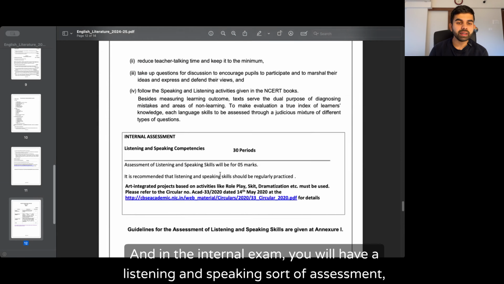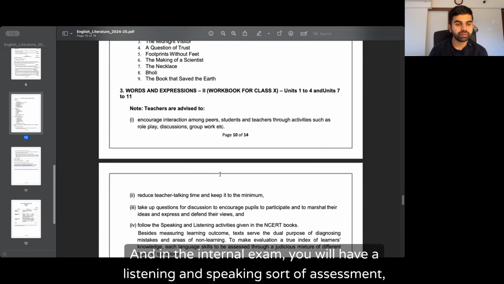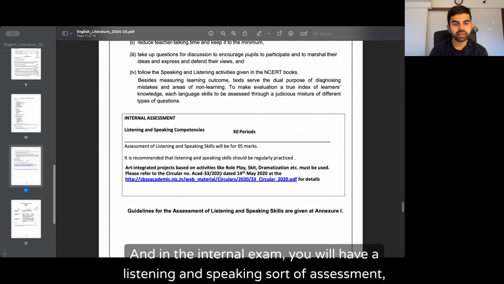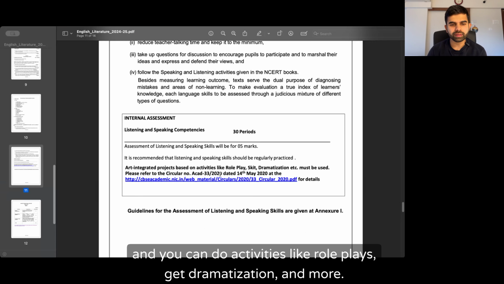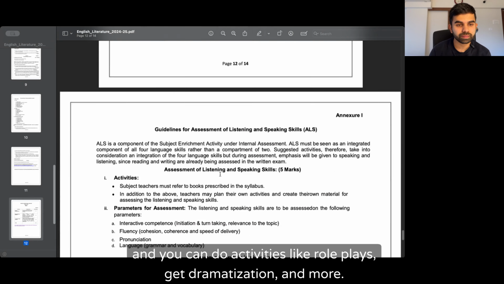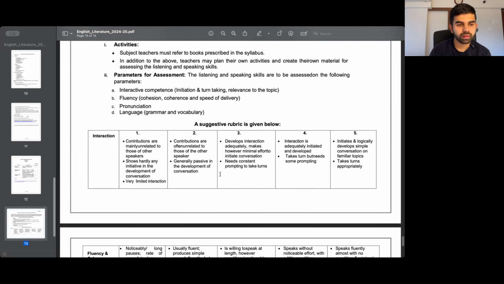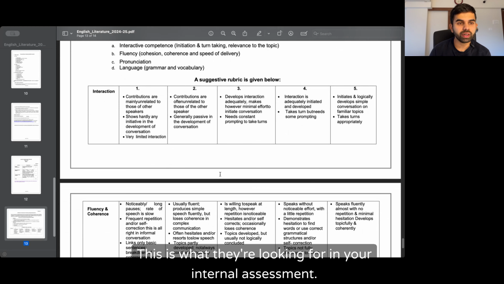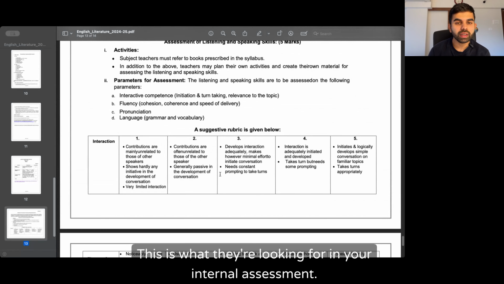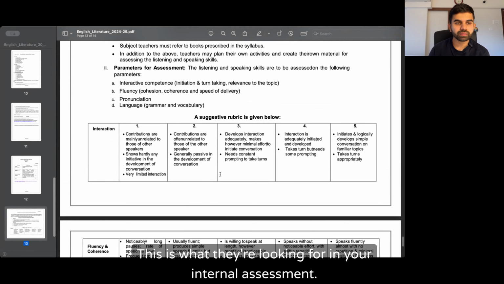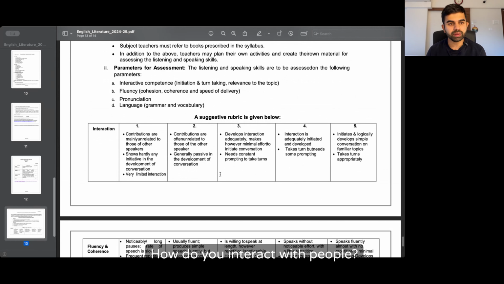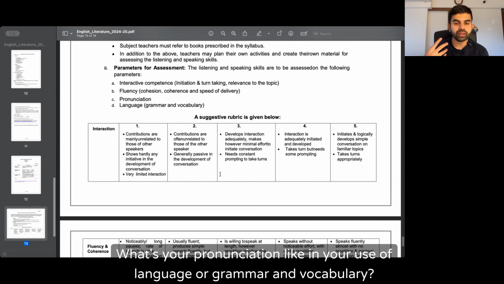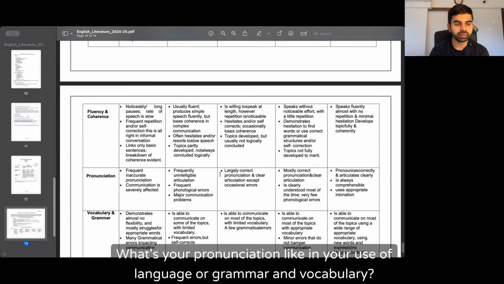And in the internal exam, you will have a listening and speaking sort of assessment. You can do activities like role play, skit, dramatization, and more. This is what they're looking for in your internal assessment. How do you interact with people? How fluent are you? What's your pronunciation like, and your use of language, grammar and vocabulary?